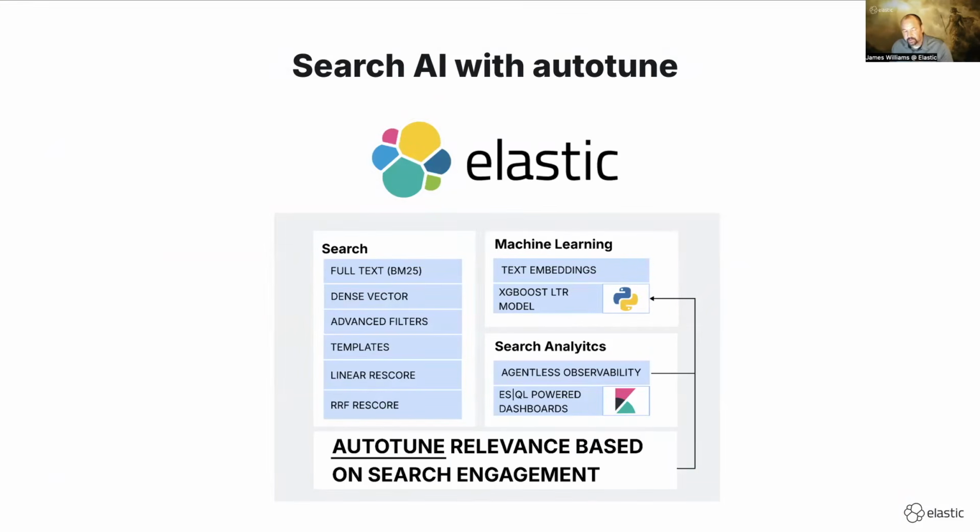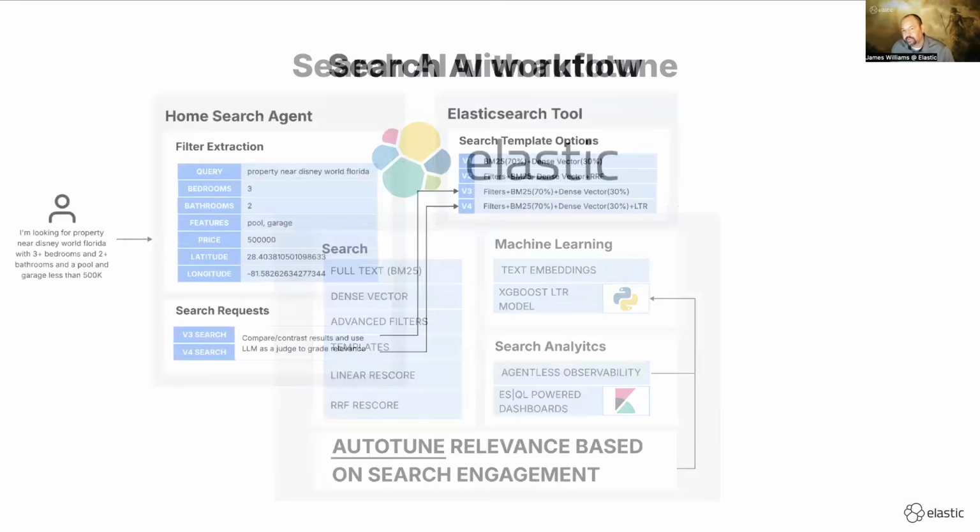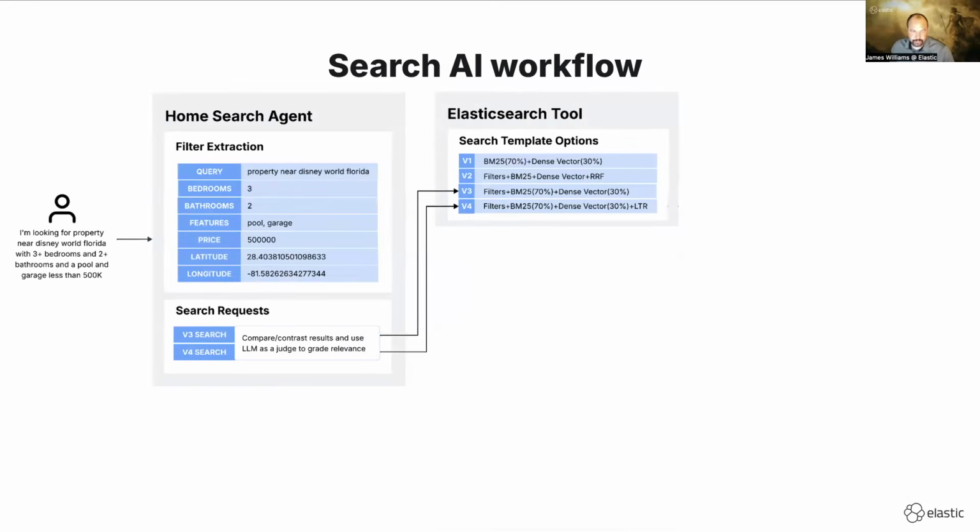So yeah, we've got all of the cool things that we do with search, but we also have an XGBoost based LTR model that gets retrained based on agentless observability data. We're going to go ahead and have dashboards that sit on top of that, so that not only can we auto-tune relevance, but we can actually see the behavior change in the system.